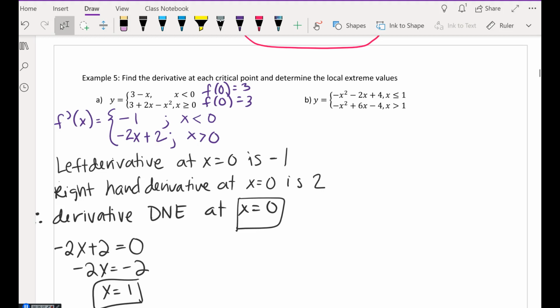Let's give ourselves 2 minutes for you guys to work on this and see how far you can go. 2 or 3? Let's do 3.